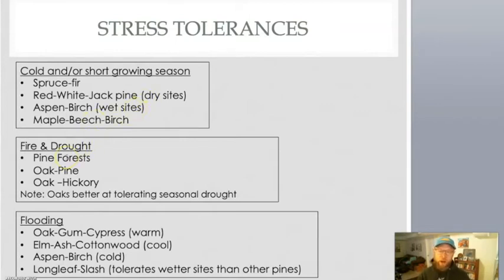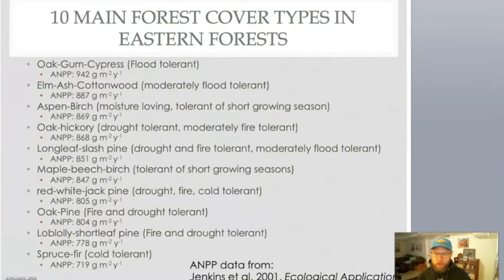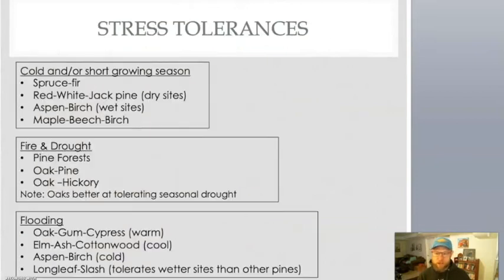Okay, so fire and drought I've combined. Even though they're independent stressors, they tend to go along together, so I just kind of lumped them together. The forest cover types that are the most fire and drought tolerant tend to be the two different pine forests that are listed. So let's just go back up to that slide real quick. Those are the longleaf slash pine and then the loblolly shortleaf pine. Those are the two pine forest cover types in the southern U.S., and they're both really fire and drought tolerant.